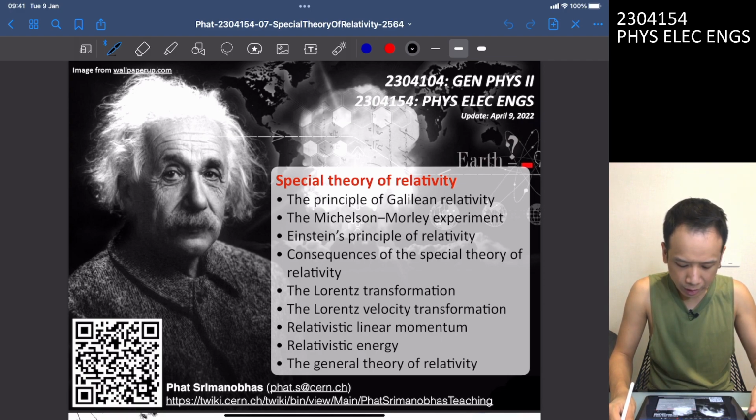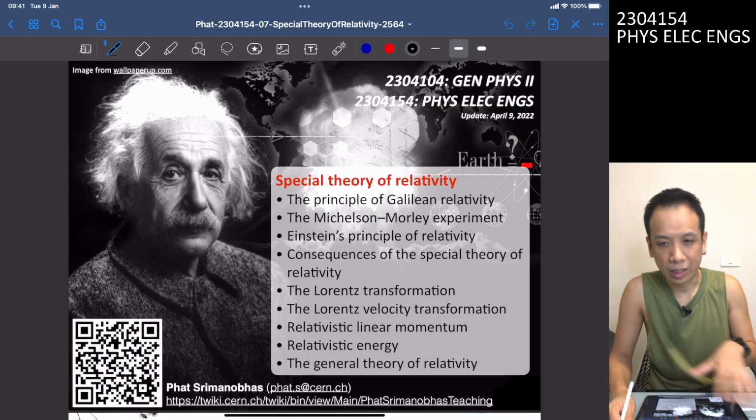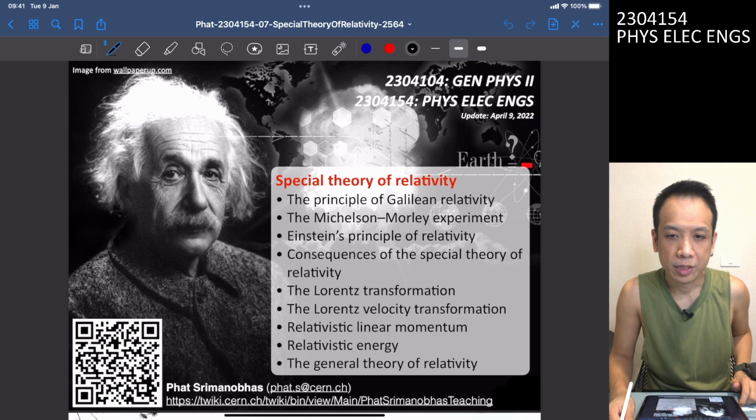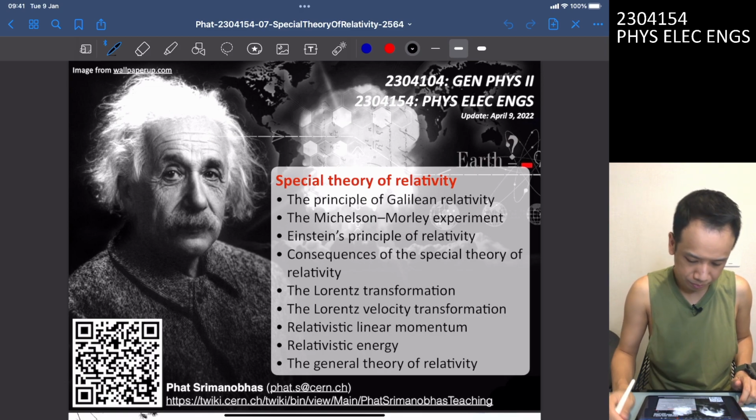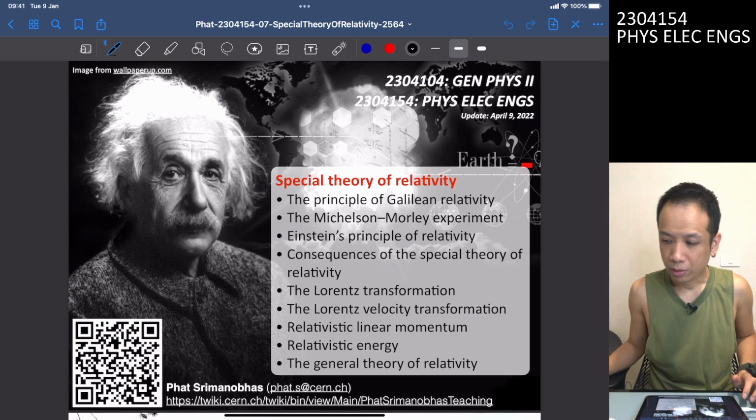And at the end, we will discuss the kinematic things, related to relativistic linear momentum, relativistic energy, and maybe a short introduction to the general theory of relativity. But it's going to be very short. We will not focus on it in this class. The class is focused on the special theory of relativity. Okay, so let's start.